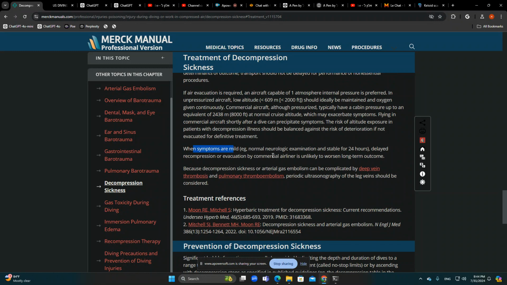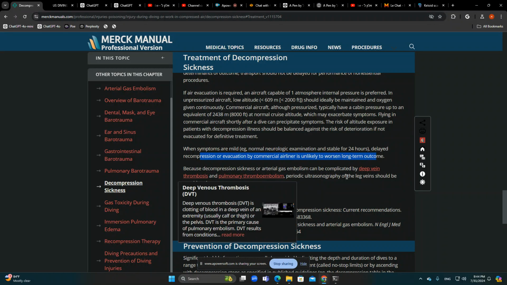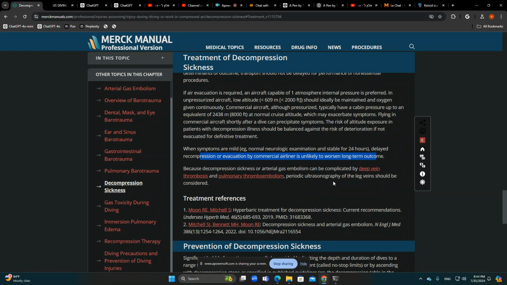When symptoms are mild and the normal neurologic examination is stable for 24 hours, delayed recompression or evacuation by commercial airline is unlikely to worsen the local outcome. Okay. And remember that the patient may have deep vein thrombosis and pulmonary embolism, so you can observe for this and do periodic ultrasound of the veins in the leg, the popliteal, the tibial, wherever you want to look for the deep vein thrombosis using ultrasound.